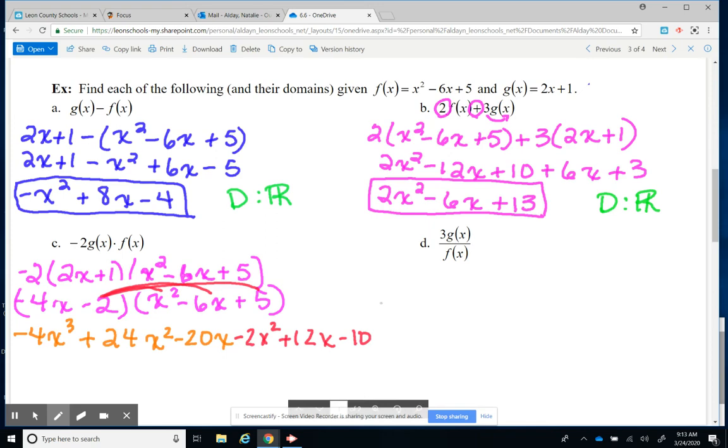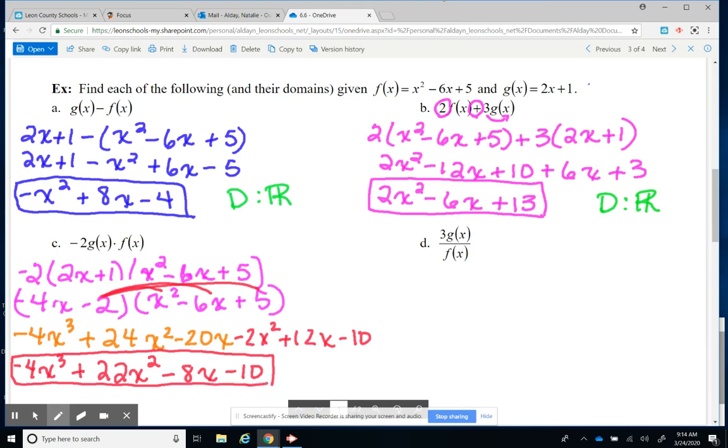All right, so now we're going to combine like terms. Negative 4x cubed. We're looking for x squares. We have 24x squared minus 2x squared. So that's going to be 22x squared. And then I have a negative 20x and a positive 12x. So that's going to be negative 8x. And then I have just a negative 10. All right, so that is your answer for this one.